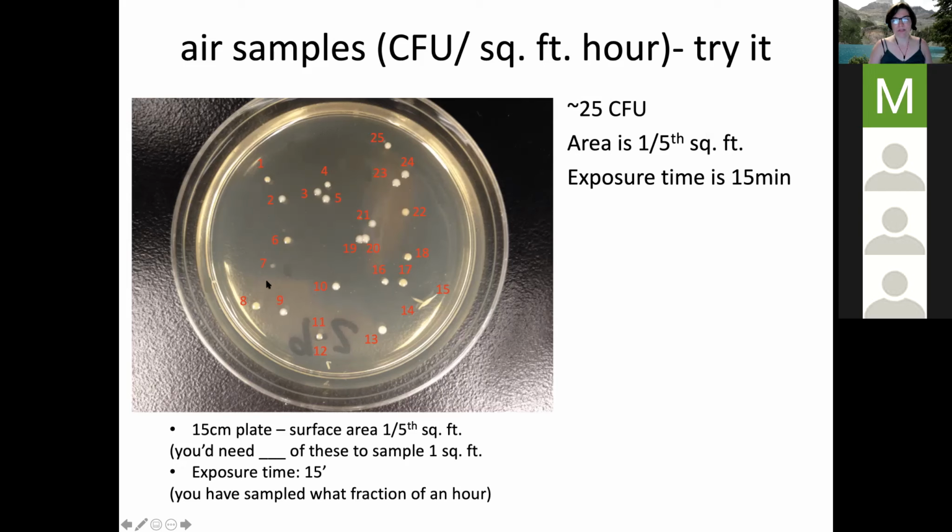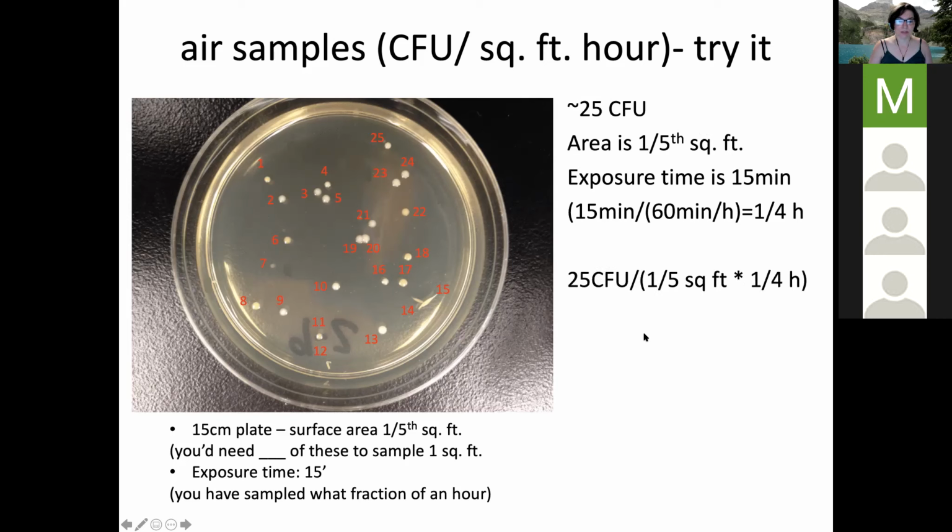We exposed for 15 minutes. We want to know how much stuff would have fallen in a whole hour. 15 minutes is 1/4 of an hour, so we multiply by 4. Okay, so again, the mathematical way to do this, which I just had mentioned to Marina, is to take this number of CFUs and divide by the fraction of area times the fraction of time. And if you do that, you get 1/20, and then the 20 comes up top.